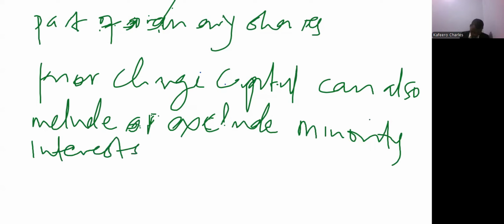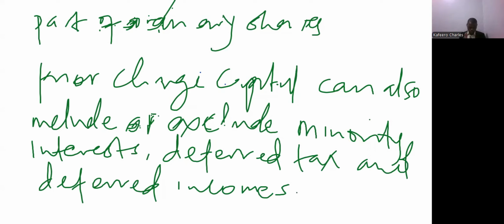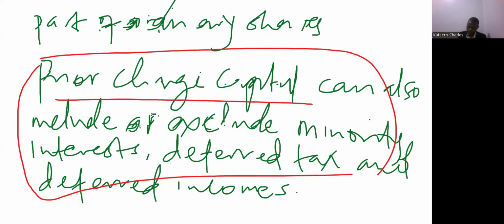Minority interests, deferred tax, and deferred income. So we exclude these items. These items are supposed to be excluded from the prior charge capital. We are supposed to either include or exclude based on the scenario that they have given to you.